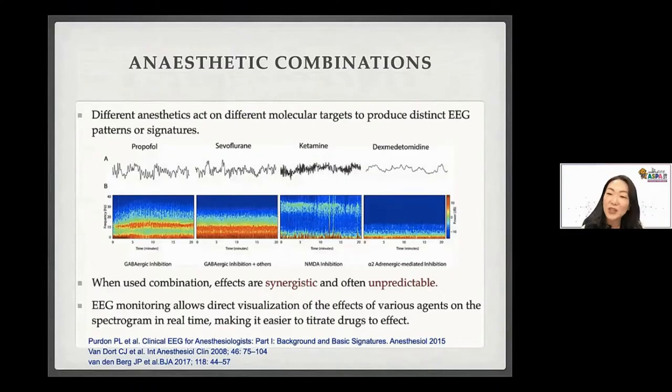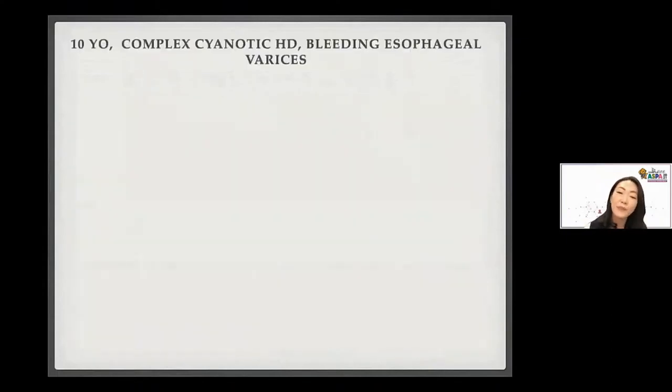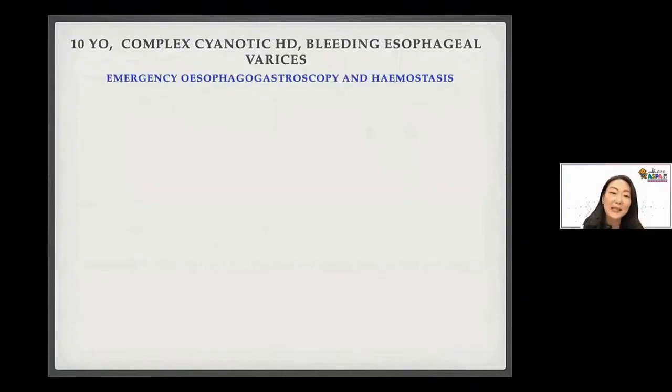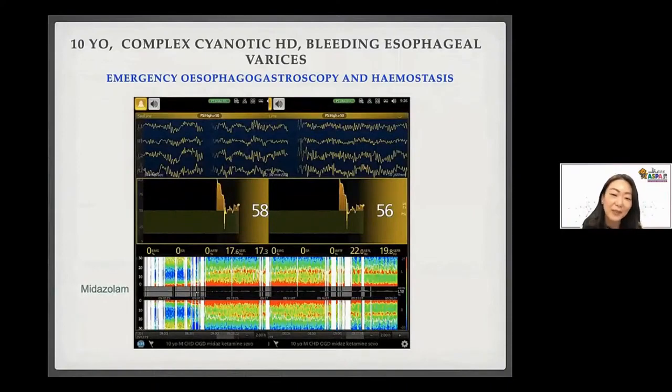And I will again illustrate this with a case example. We have a 10-year-old with complex cyanotic heart disease who had bleeding esophageal varices. Okay, presented on Christmas morning, just when I was about to go off call. So he presented for emergency esophageal gastroscopy and hemostasis, basically ligation of the esophageal varices. So the patient was quite anxious. We gave a little bit of midazolam, small dose, because he was hemodynamically also unstable. So you can see the effect of midazolam here, the slow delta oscillations here.